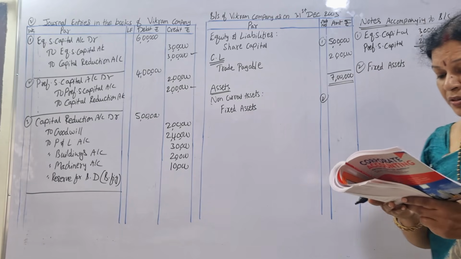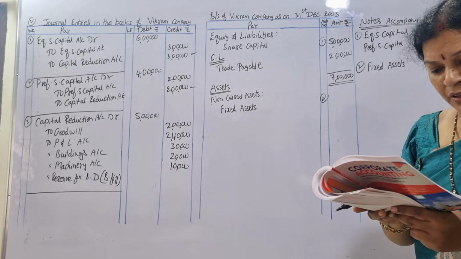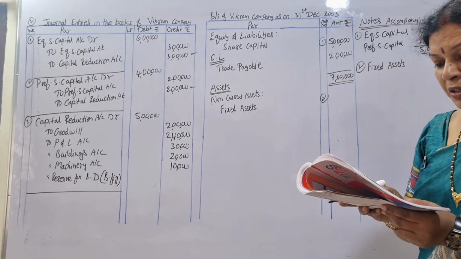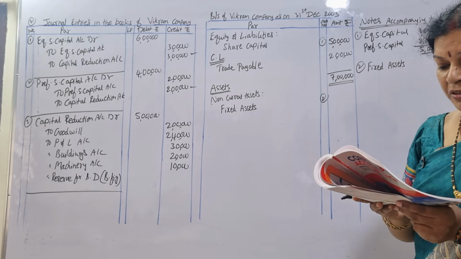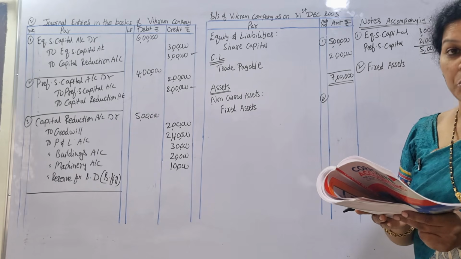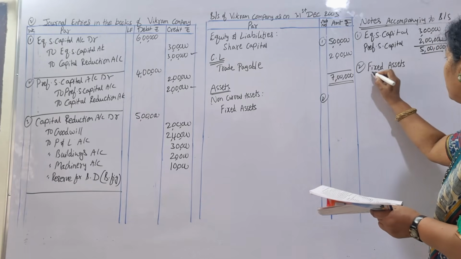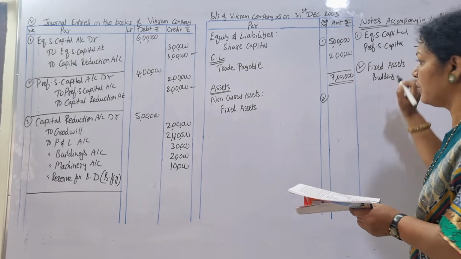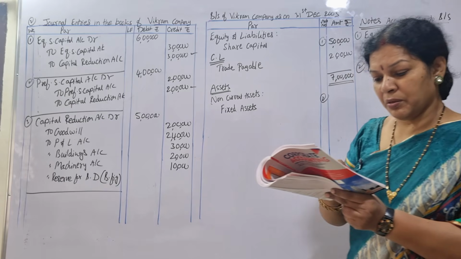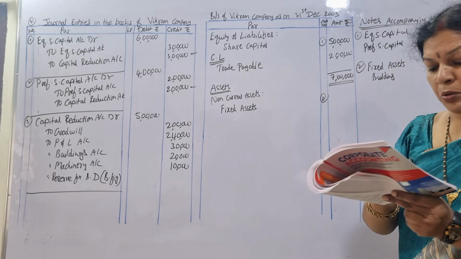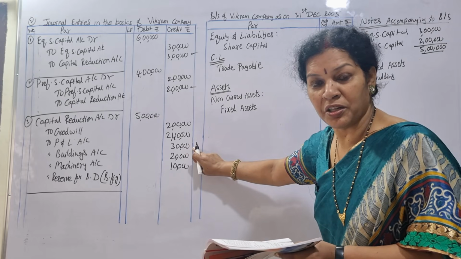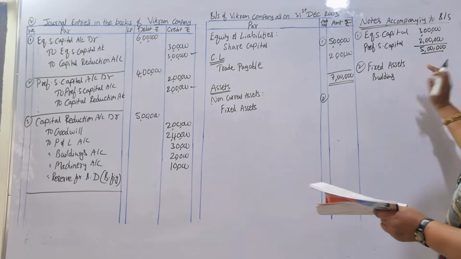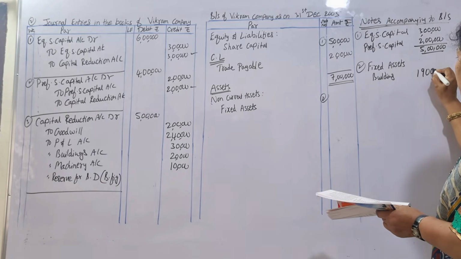How many assets are there? Fixed assets are here. Building. Building is reduced by 30,000. Reduced by 30,000 means 2,20,000 minus 30,000. It comes to 1,90,000. Actually building is given as 2,20,000, and we have already reduced 30,000. So I'll write here 1,90,000 only.